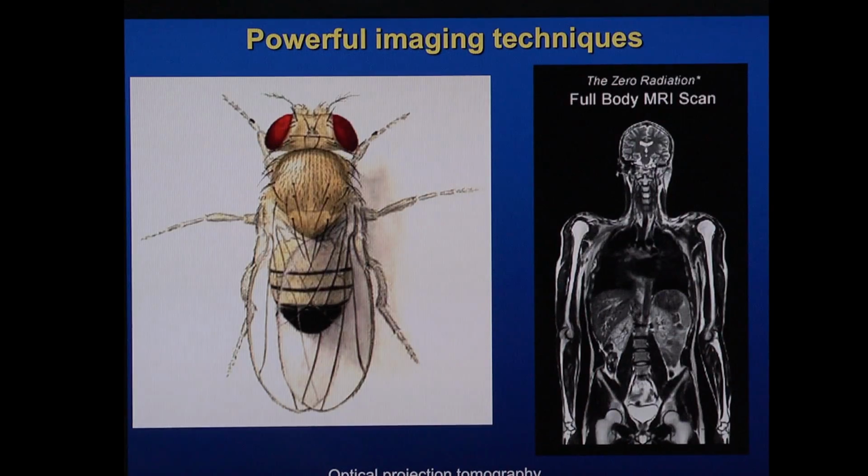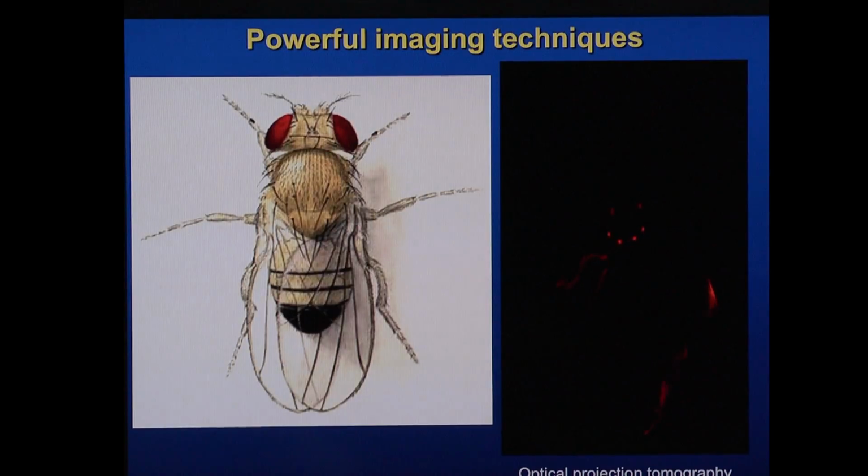We can also perform highly advanced imaging studies to visualize the inside of the fly. Just for comparison, we have very advanced procedures of MRI scanning to visualize the morphology or anatomy in humans, which is shown right here. Similar to that, we have analogous procedures to see what's going on inside the flies.